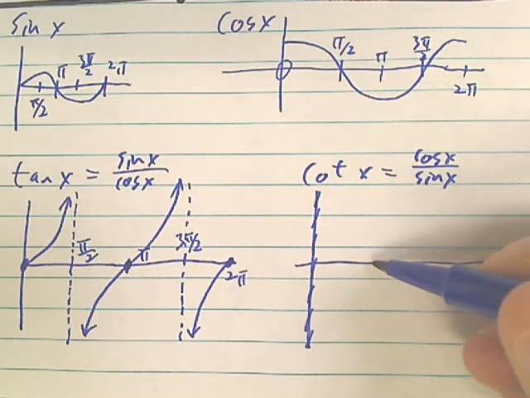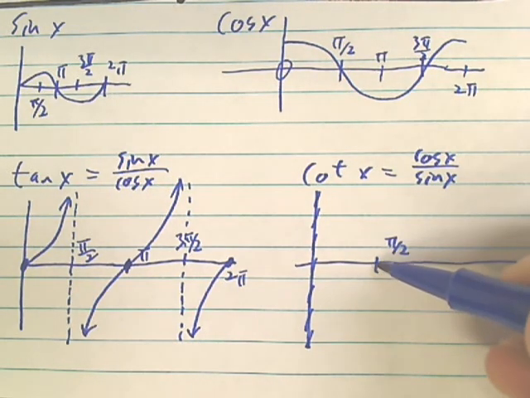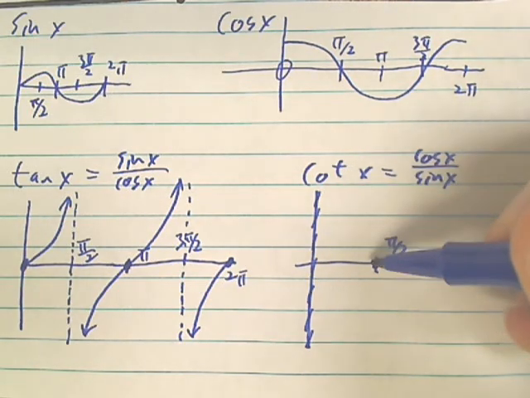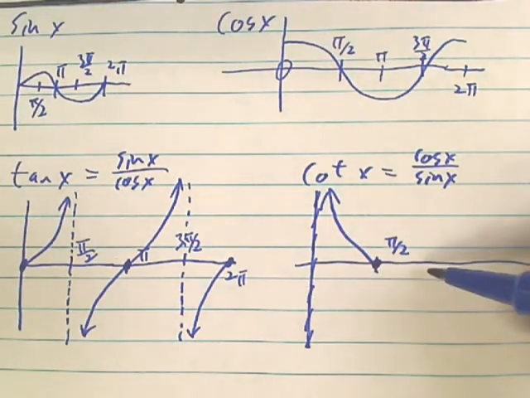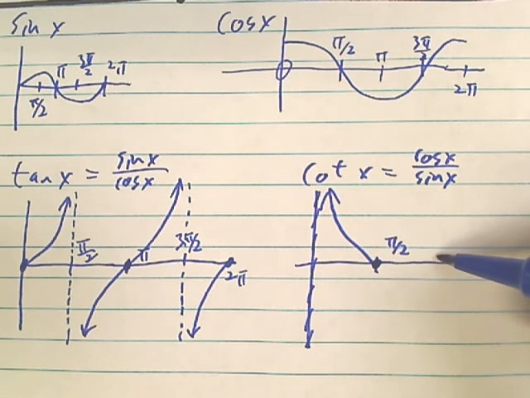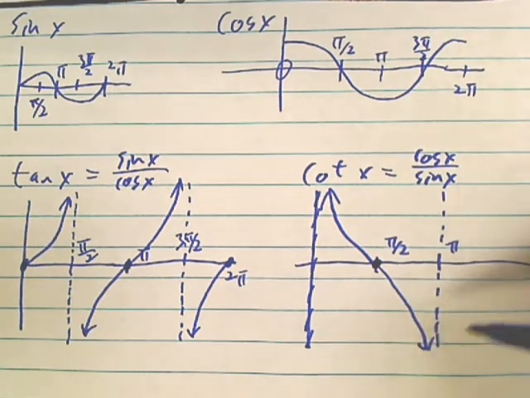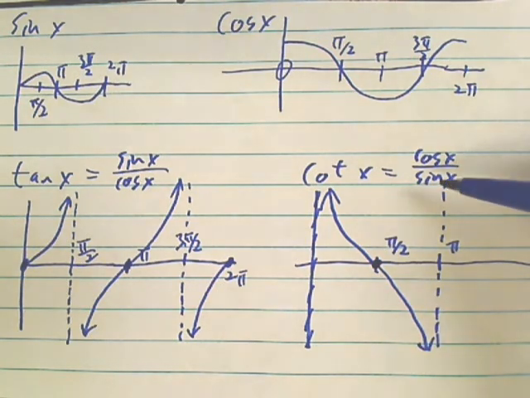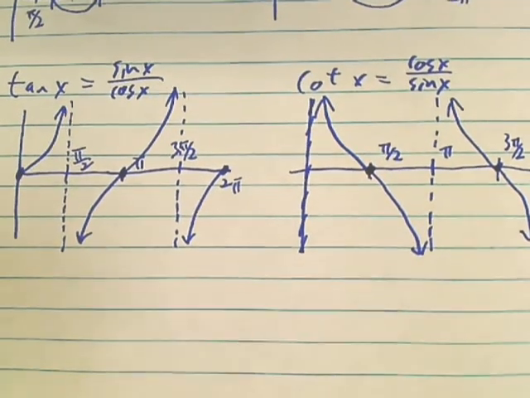And then at pi over 2, cosine over sine, 0 over 1 is 0, and it was positive there. The same kind of pattern is going to repeat. It's going to look like it's mirrored compared to tangent. So at pi, we're going to divide by 0. That's another vertical asymptote. At 3 pi over 2, that's going to be 0 again. And at 2 pi, another vertical asymptote. So there are your graphs of tangent and cotangent.